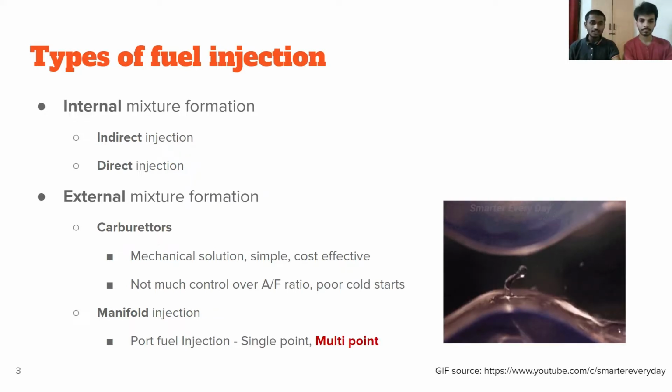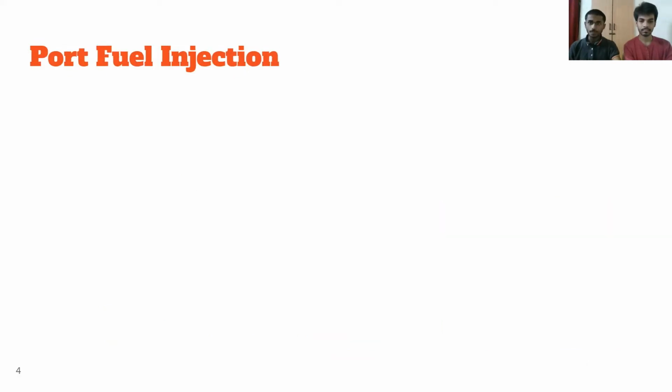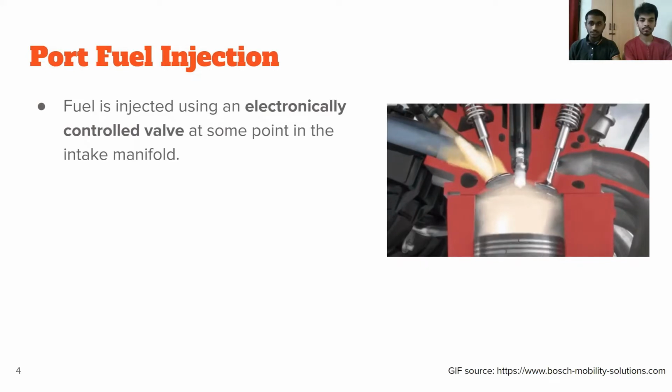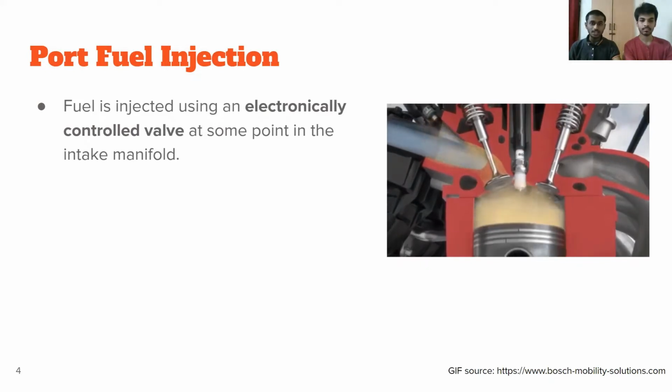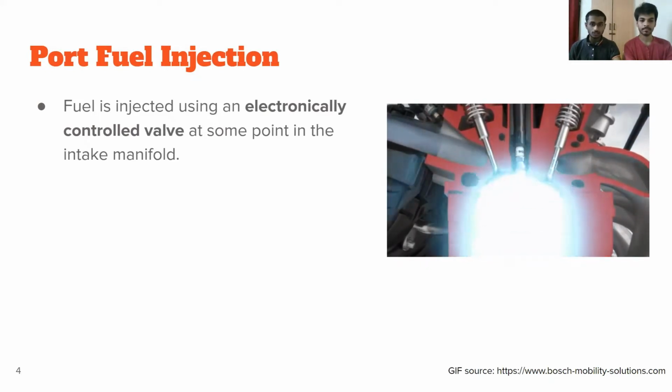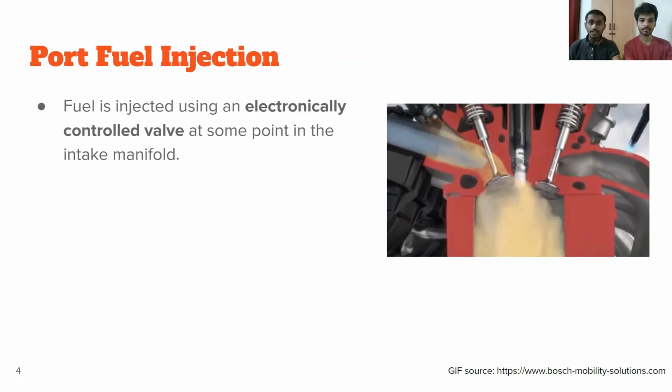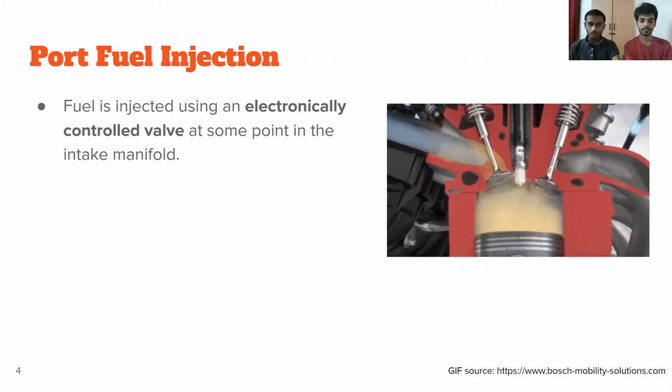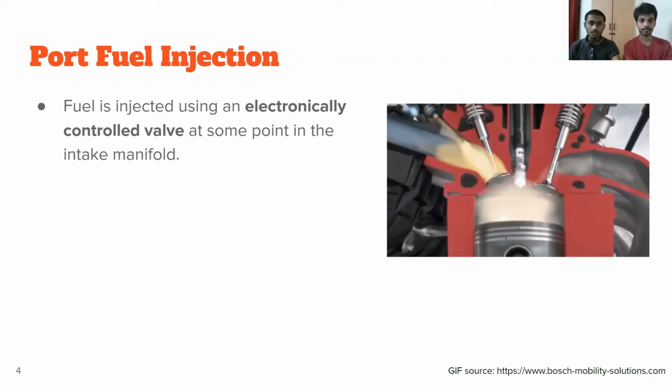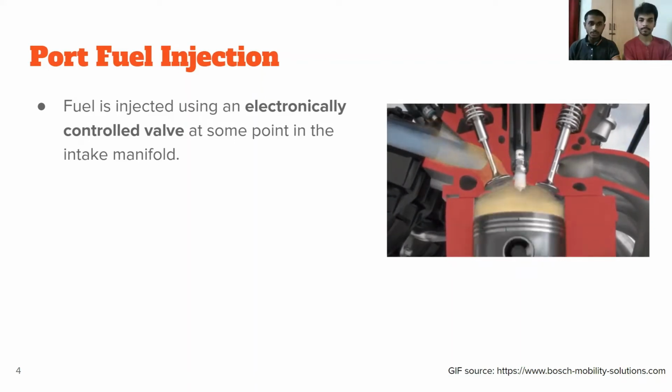As you can see here, this is how a carburetor works. It works on the principle of the Venturi effect. A low pressure zone sucks fuel from the fuel tank, and the fuel is atomized because of the air that is flowing. Now coming to port fuel injection. In this case, the fuel is injected using an electronically controlled solenoid valve at some point in the intake manifold. This could be near the throttle body in case of single point fuel injection, or it could also be near to the cylinder itself.